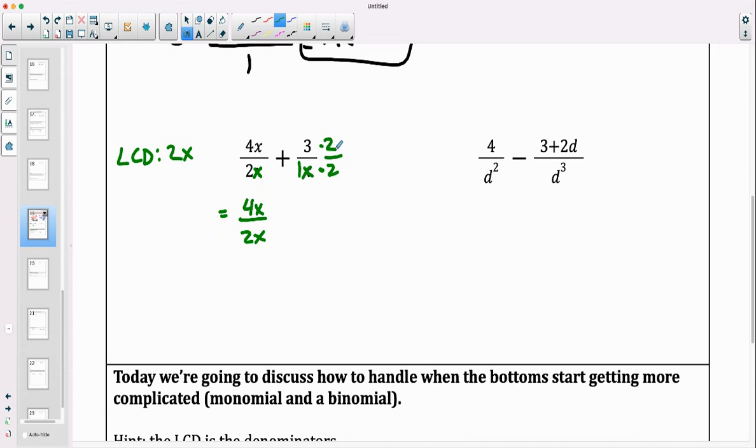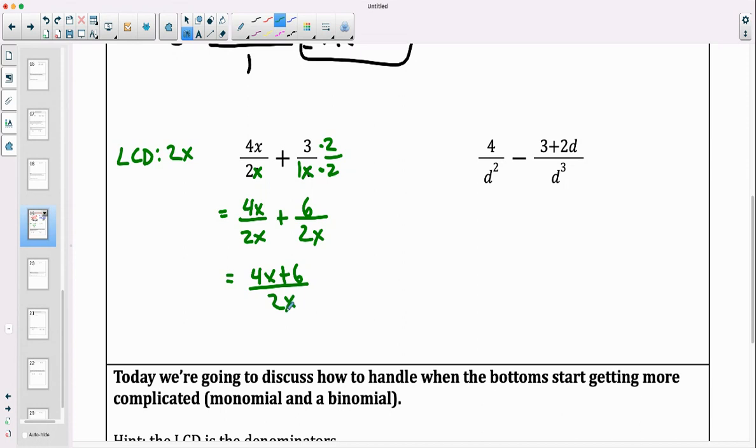And that would turn the right-hand denominator into a 2x, and then we have 3 times 2, so 6 up top. Okay, then for this one, we can look at 4x and 6. Again, they're not like terms, so I can't add those together to be 10x. So 4x plus 6 over 2x.